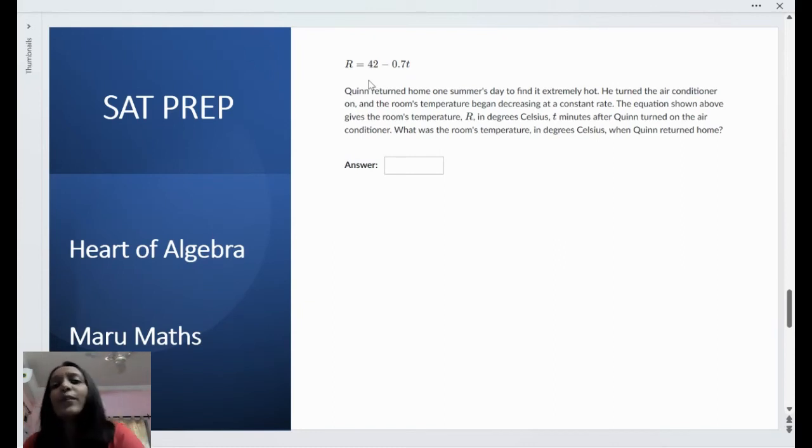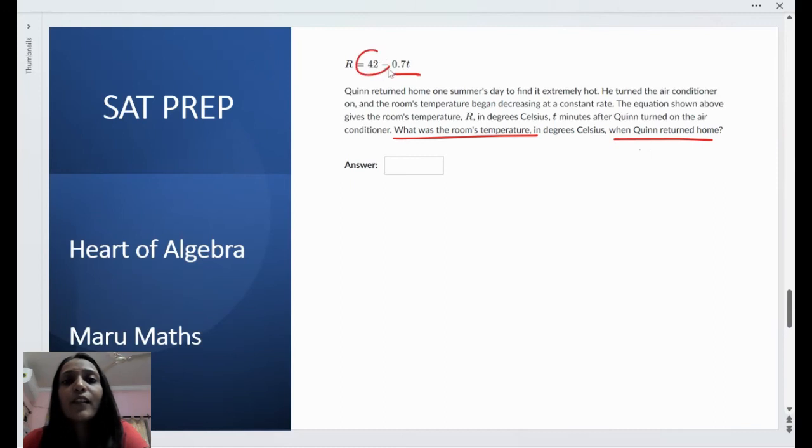The next question is, Quinn returned home one summer to find it extremely hot. They turned on the air conditioner and the room temperature started decreasing at a constant rate. Anytime you hear the term constant rate, it means that it is the value that is going to have the variable. The equation shows the room temperature t minutes after the air conditioner was turned on. So what is the room's temperature when Quinn returned home? That means they're asking for the initial temperature, or the temperature when t was 0. So in this case, that would be 42.